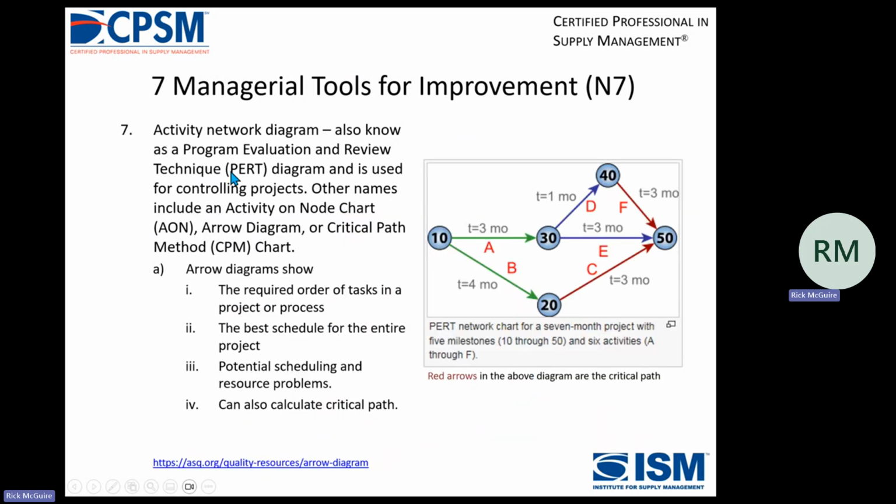And then the PERT diagram, otherwise known as the activity network diagram. Basically how he showed it. It's just each of these nodes is a task, and then you've got time to complete each task.